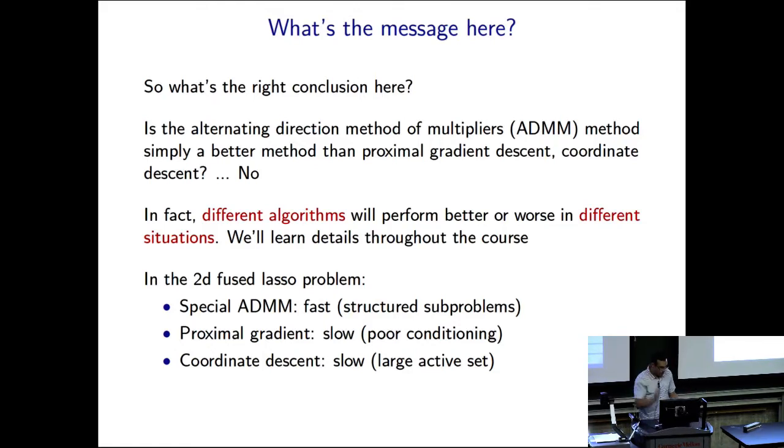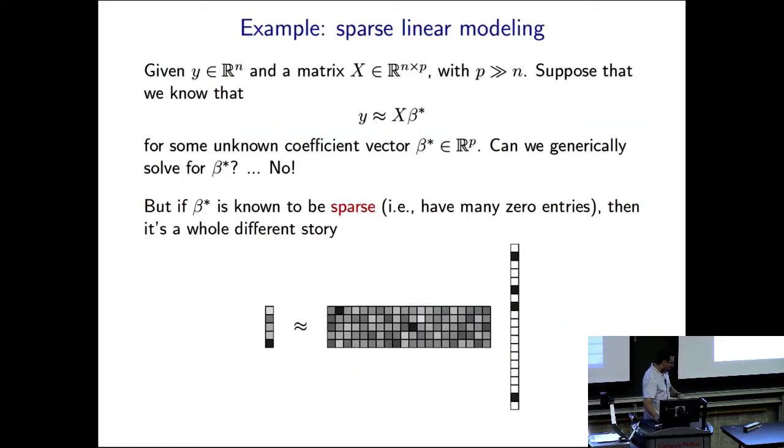So that was an example of how different algorithms can perform better or worse. Here's another example.